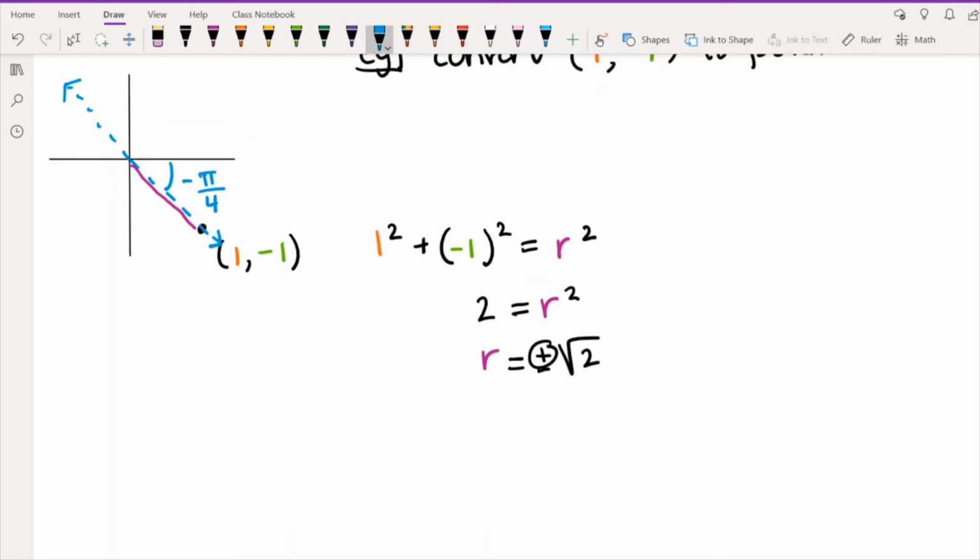So that's why the formulas are left open-ended. It's because there's always more than one way to name your angle. But I think in this case, probably the simplest name that we can give to this angle is to call it positive square root of 2, and then the angle being negative pi over 4.